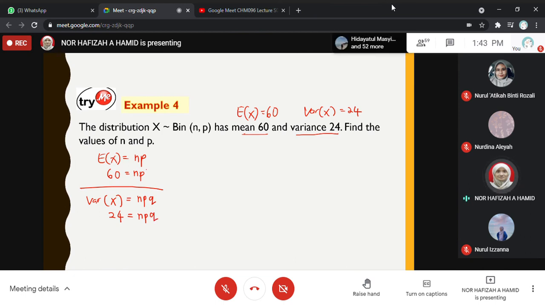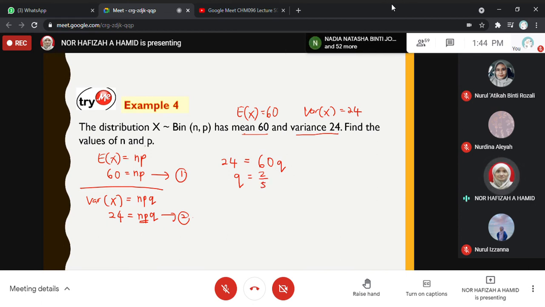So from the first equation, you can consider this as equation 1, and this one as equation 2. So you can directly substitute, this is a simultaneous equation. So substitute 1 in 2. If I substitute 1 in 2, you have 24 equal to NP, and I substitute that with 60 Q. So you will get the value of Q. So Q is equal to 2/5.